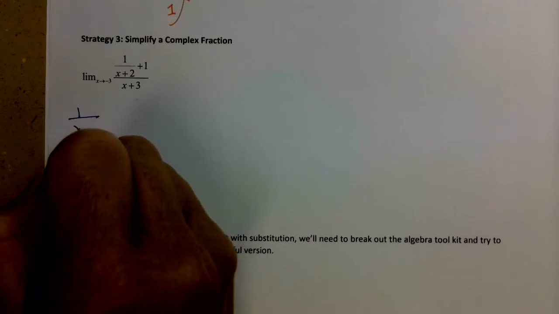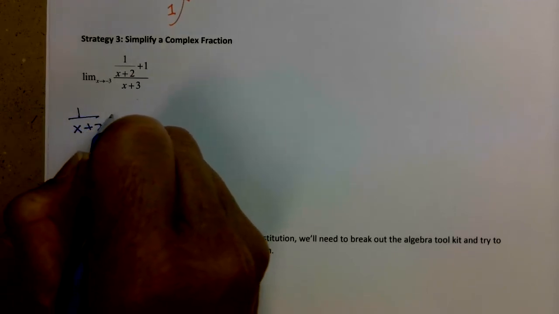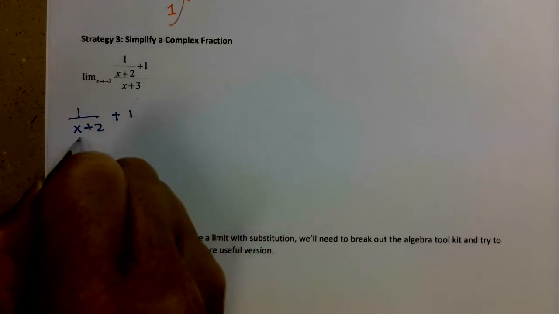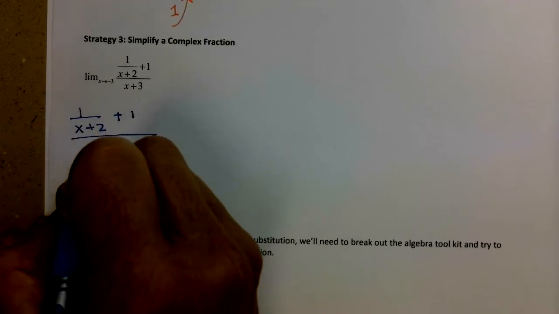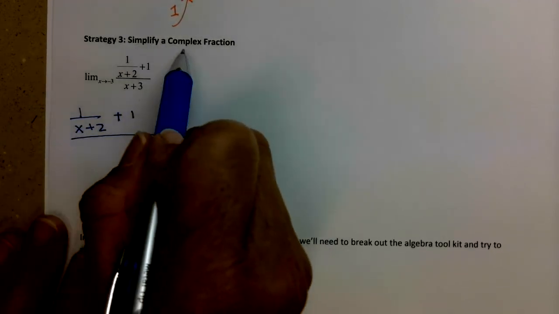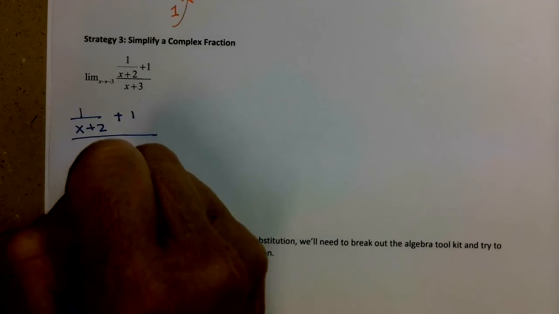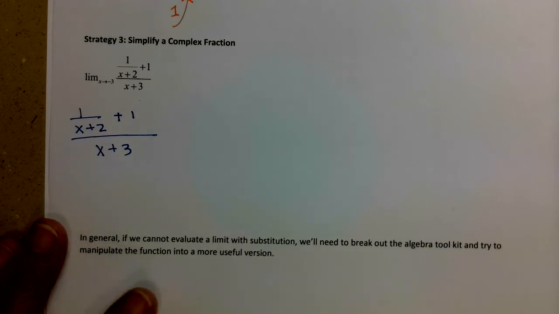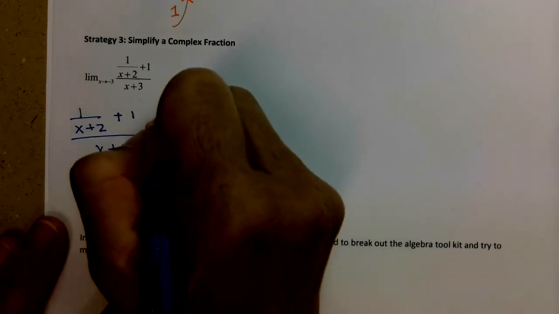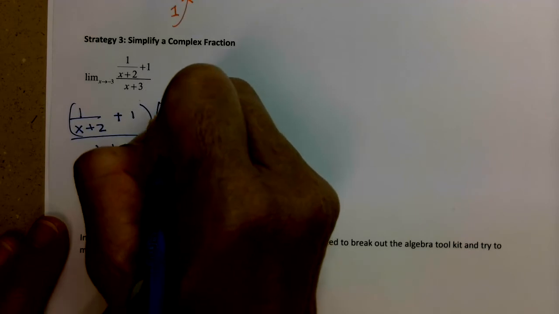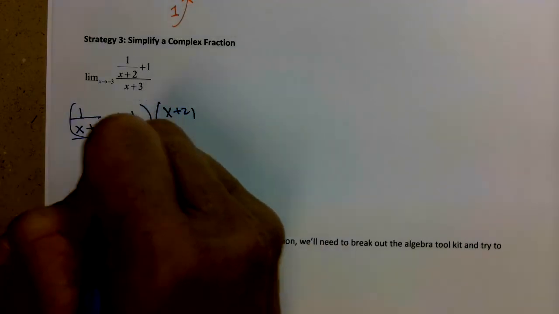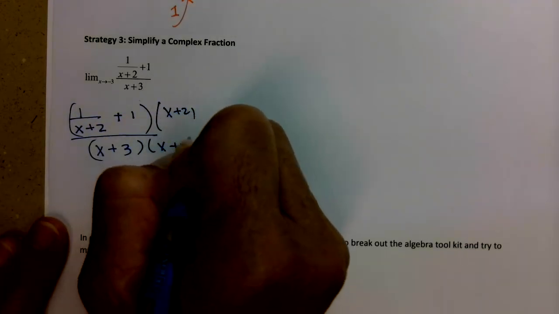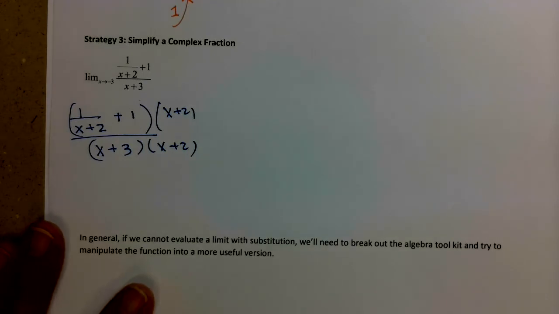Whatever your strategies are, and if you don't have any, you can watch mine, and if you need more, go on YouTube and Google simplify complex fractions. So what am I going to do? I'm going to multiply top and bottom by x plus 2. It's not the only strategy for simplifying a complex fraction, but it's the one that I typically go to.